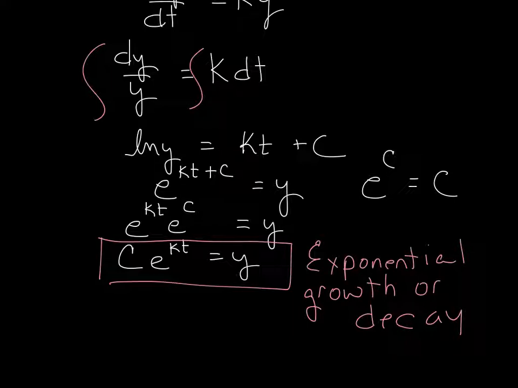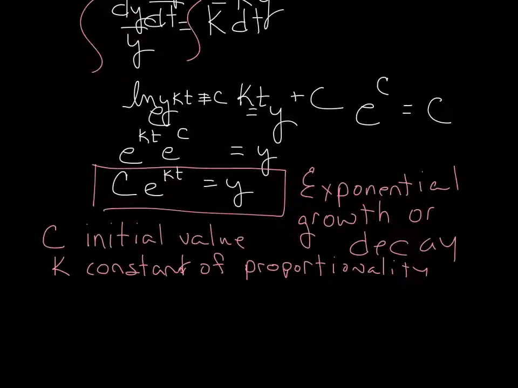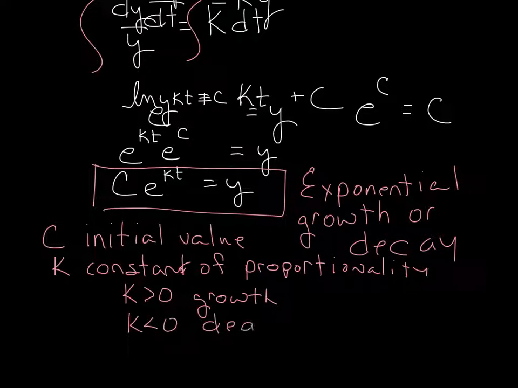K is called your constant of proportionality, C is the initial value. And if k is greater than 0, you have growth. If k is less than 0, you have decay, like radioactive decay.